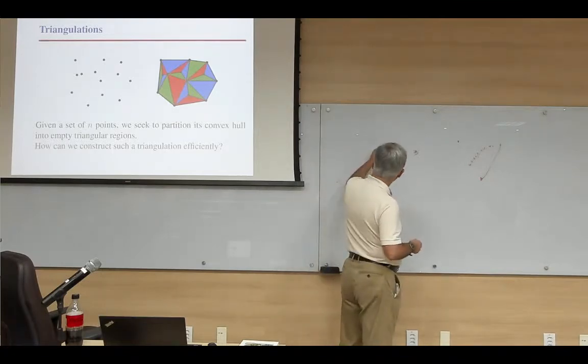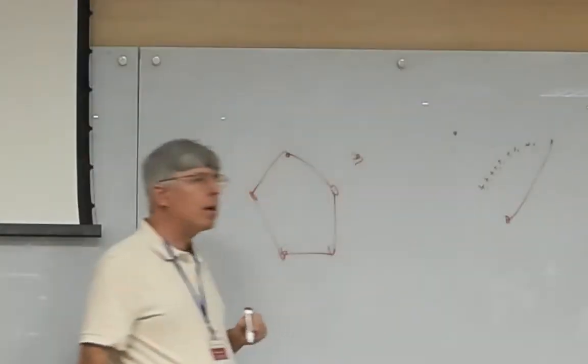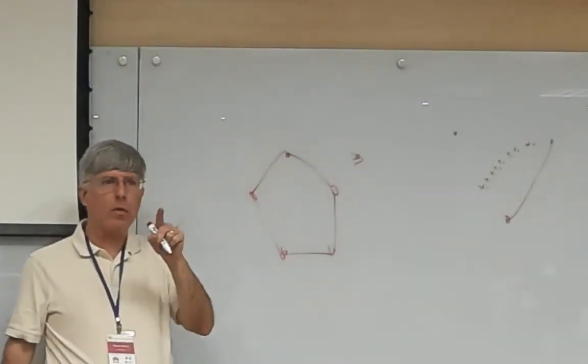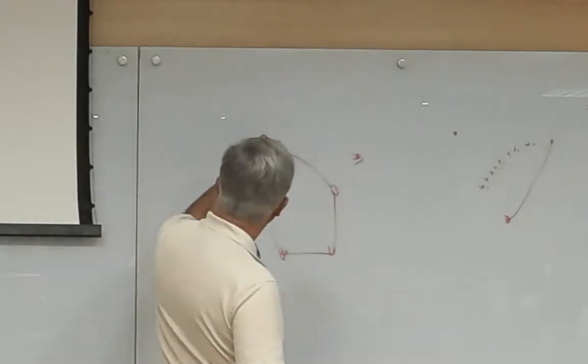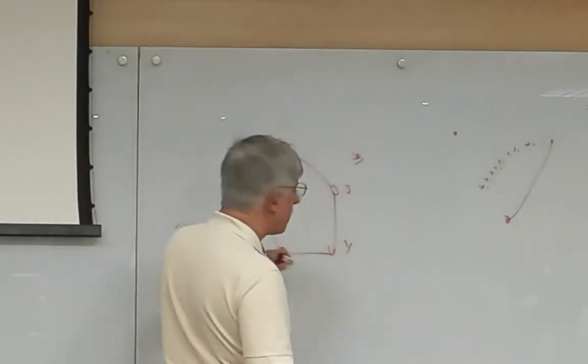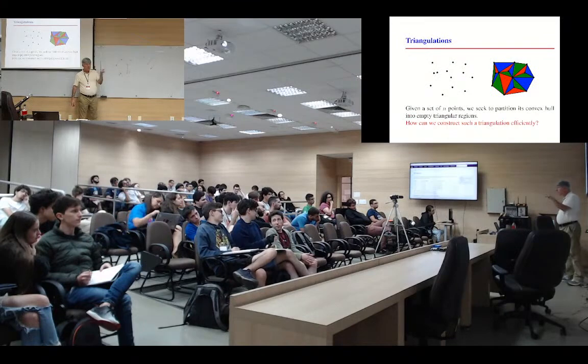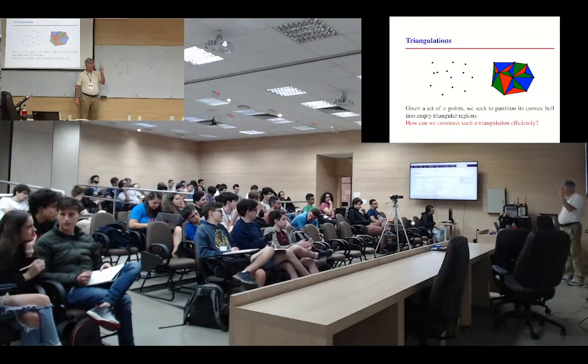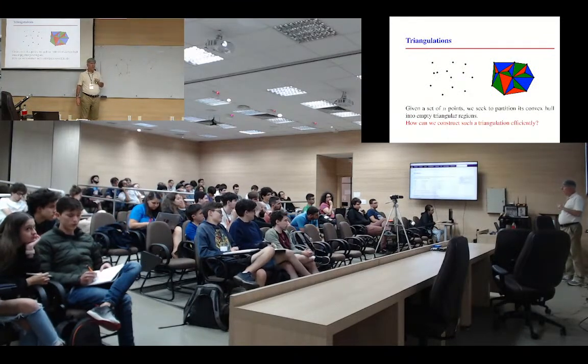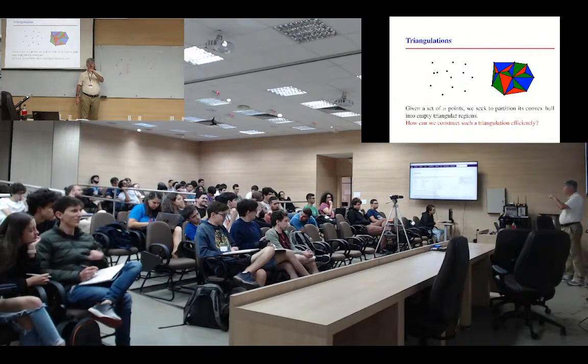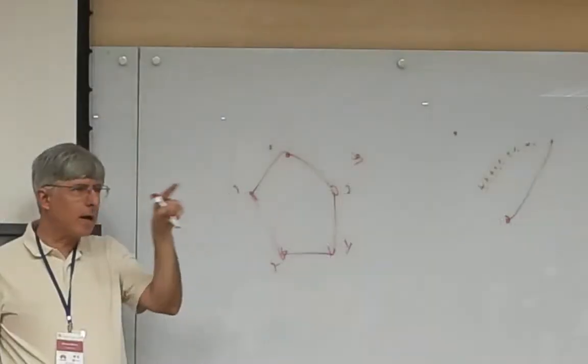How many ways, actually, are there to triangulate a convex polygon? Does anyone know this? If I have my points 1, 2, 3, 4, 5? That's our friend the Catalan numbers again. And what is the nth Catalan number?